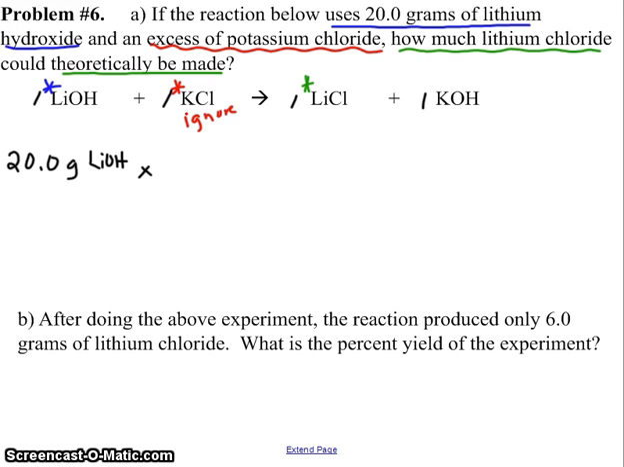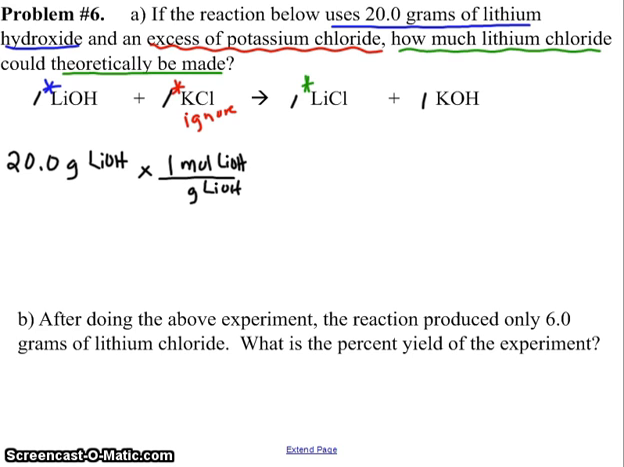The first thing we need to do in these problems is, because coefficients in a balanced equation do not represent gram ratios, but they do represent mole ratios, our first job is to take our grams of our starting substance and convert it into moles. Well, you've done this plenty of times. Converting grams to moles, we're going to put grams of LiOH in the denominator, so that will cancel, and we're going to put 1 mole of LiOH in the numerator.